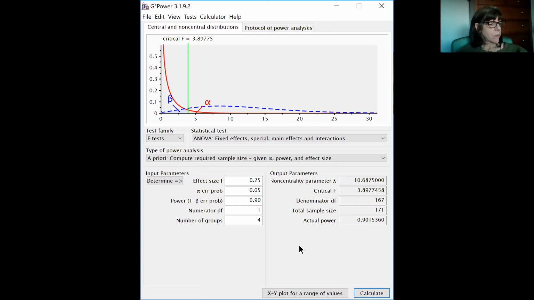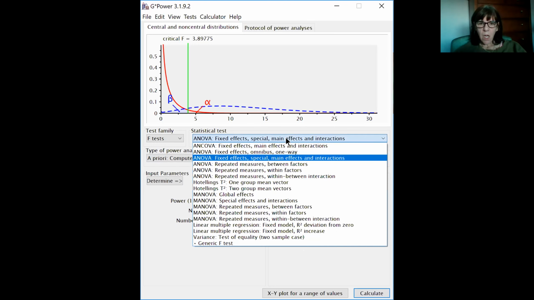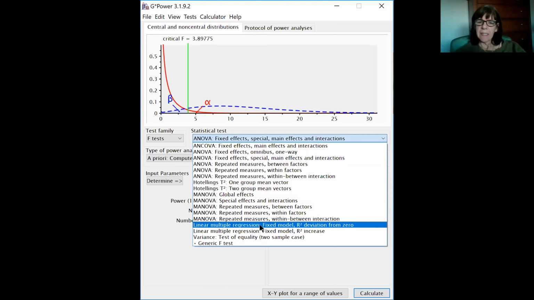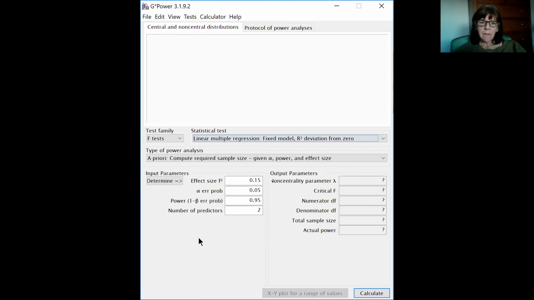I'm going to do just one more of these because we are covering multiple regression. And so I'm going to look at the linear multiple regression, R-squared deviation from 0. And in this case, it asks, what's your effect size? The default is F-squared instead of F. So the values they give you for different effect sizes are different. And we want an overall of about 0.15, which is medium. We're going to put in 0.90. So we're at F-test, linear multiple regression.